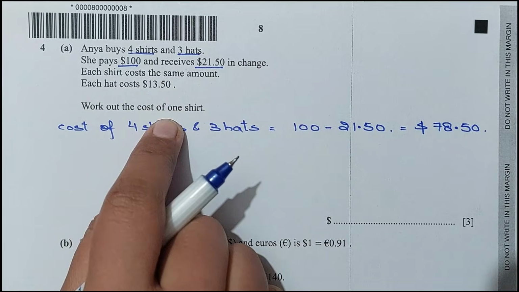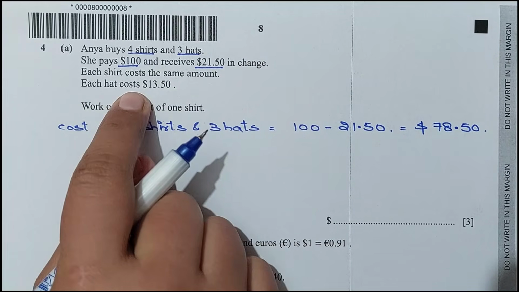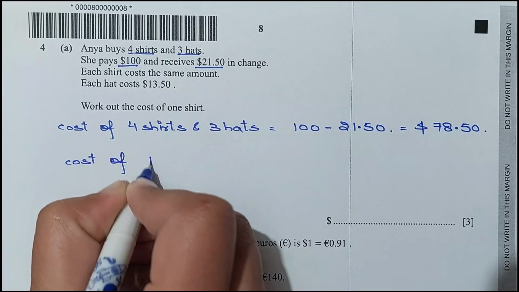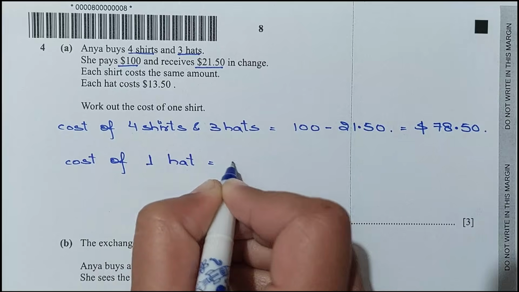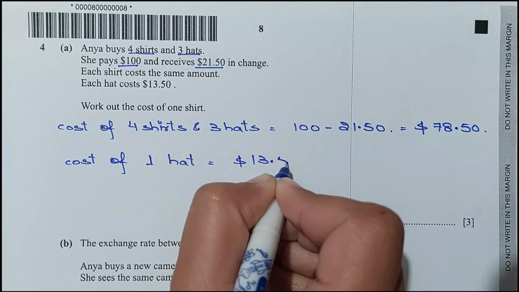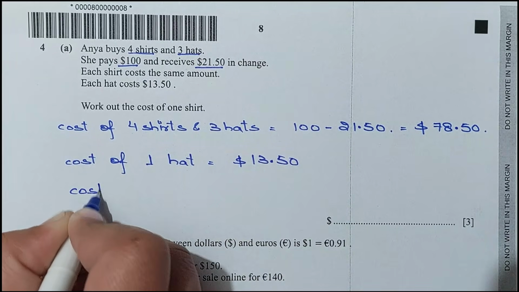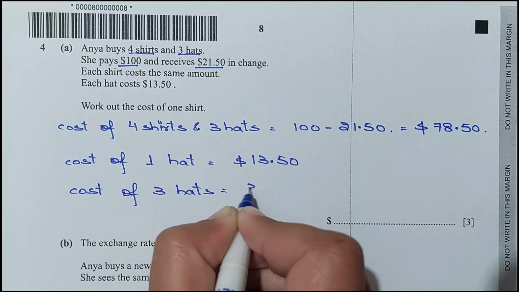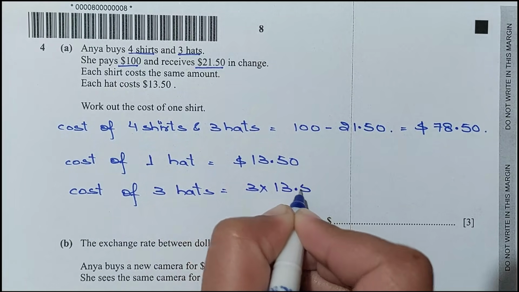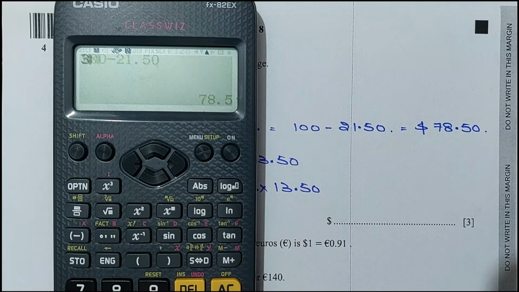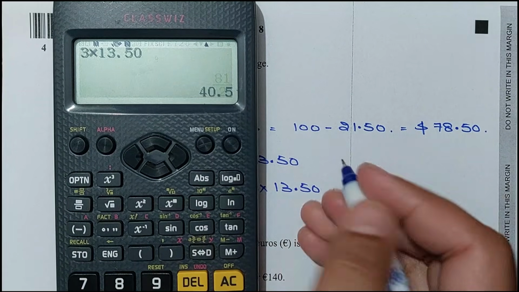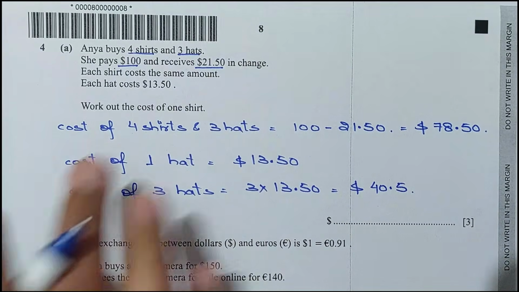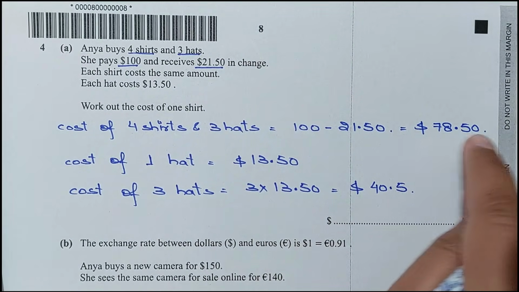All right, each shirt costs the same. All 4 shirts cost the same. Each hat costs this much. The cost of one hat is 13.50. Now the cost of 3 hats is 3 times 13.50. So 3 times 13.50 is $40.5, the cost of 3 hats, and the total she pays is this.